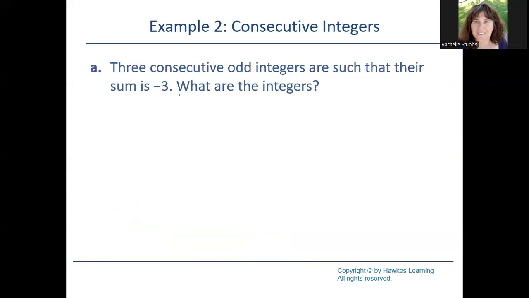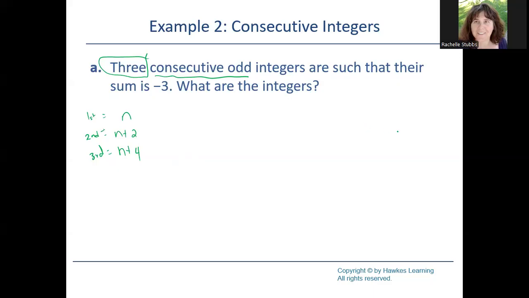3 numbers, important to know, consecutive, odd. So that means I'm going to be using the n plus 2, and n plus 4. And those are the first 3, aren't they? First, second, and third. That's my 3 numbers. The first one is always n. It's our starting point. The second one is 2 away. And the third one is 4 away.